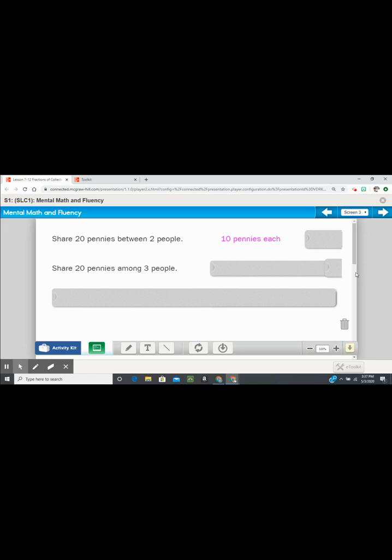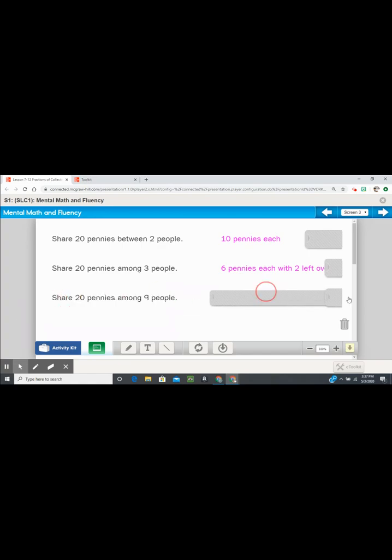Let's share 20 pennies among 3 people this time. That time they get 6 pennies and 2 left over. That was a tricky one. And finally, we are sharing 20 pennies with 9 people. That would mean you have 2 pennies each with 2 left over.